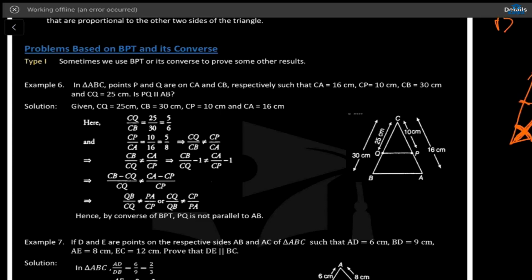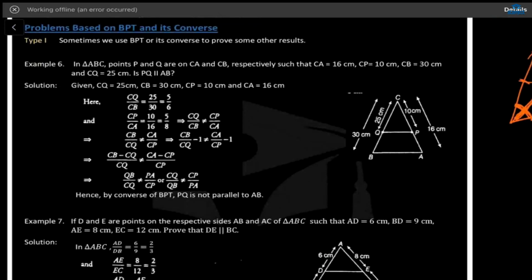Now, problems based on BPT and its converse. There will be two types of problems when you are using BPT or its converse. One is that you have to prove some result, and the second type is that you have to get a final result, where some values are given and you have to find the exact value. Now let's see example 6.